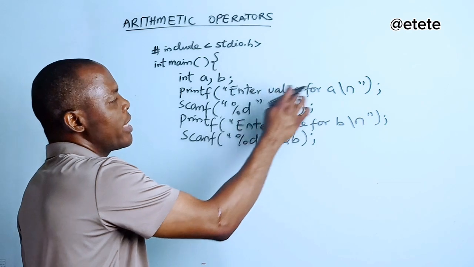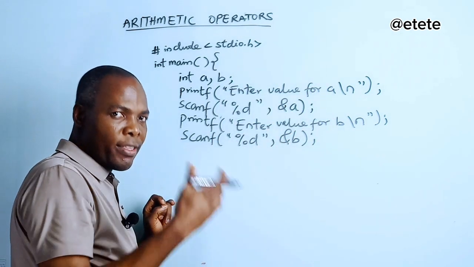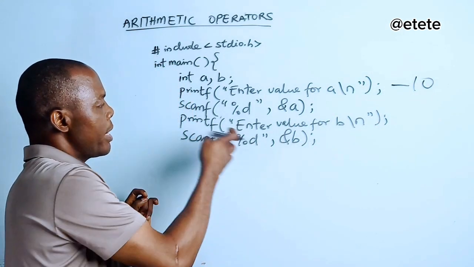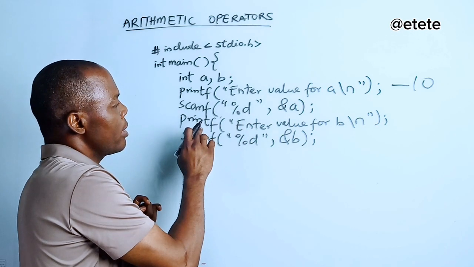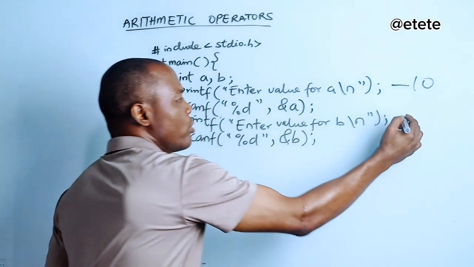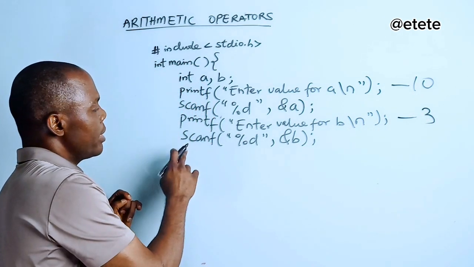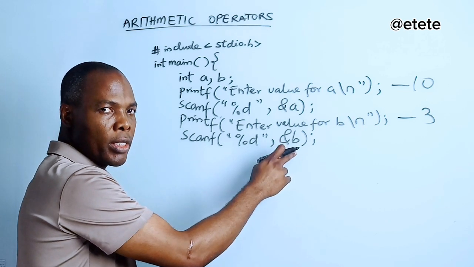So this one will print out enter value for a. This is a string literal that will be printed out on the screen. Then I will enter the first value, say I'm going to enter 10. Then it will store it in this place, in the integer realm. Then it will print out enter value for b. So I'm going to enter this value as what? 3, right? Then scanf will store it in the address of b.